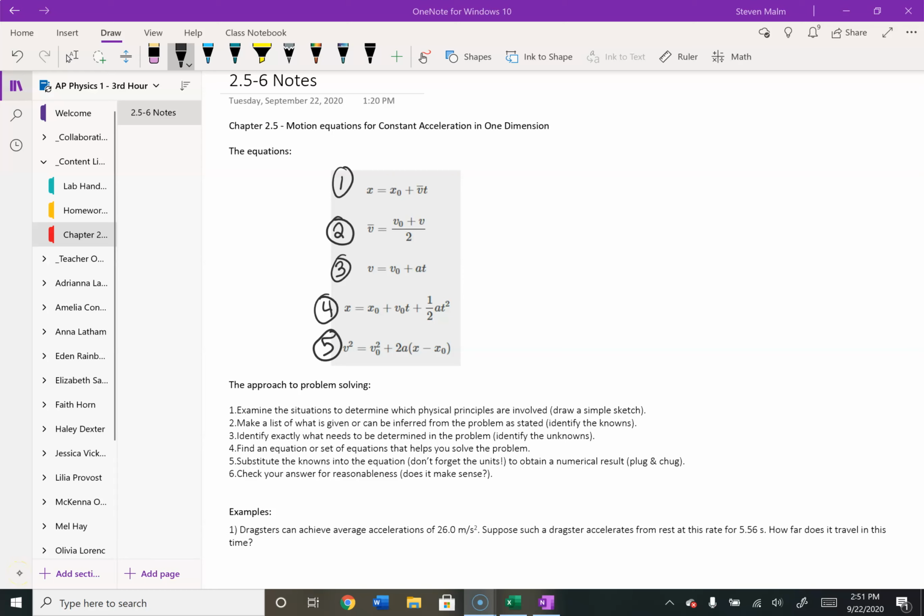All right, hi everybody. Welcome to the lecture portion of 2.5 and 2.6 kind of dragged together. The approaches to problem solving are part of section 2.6, but 2.5 introduces all these different equations and asks us how to solve for different pieces of information surrounding motion specifically.